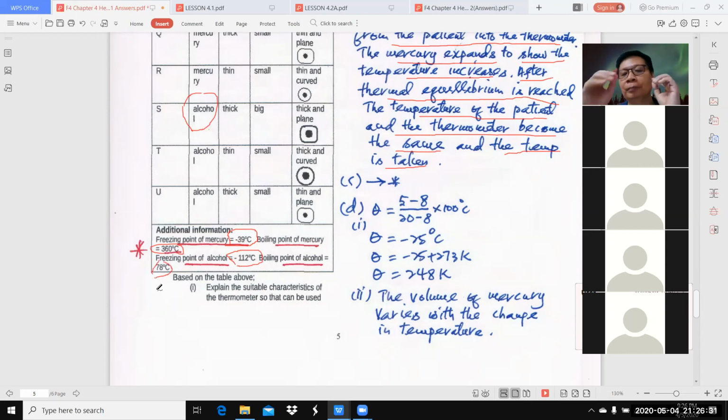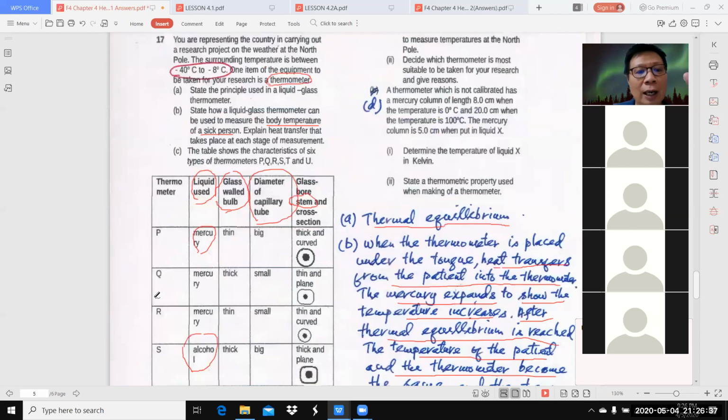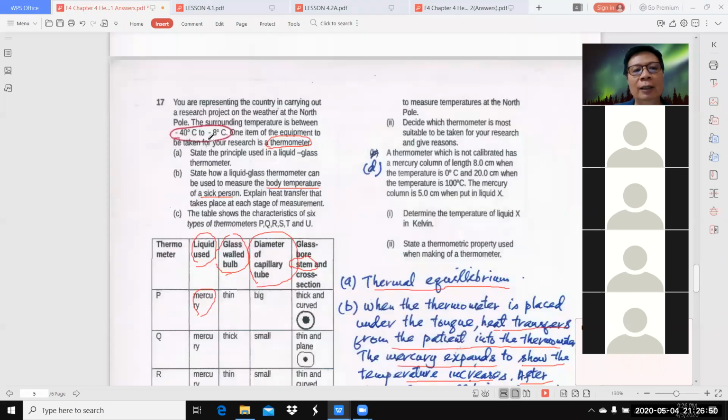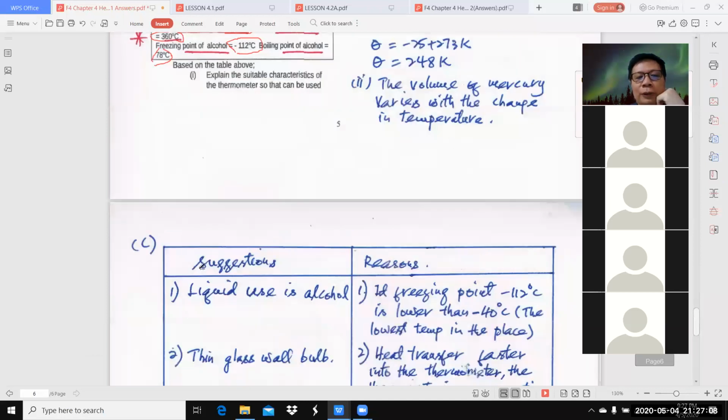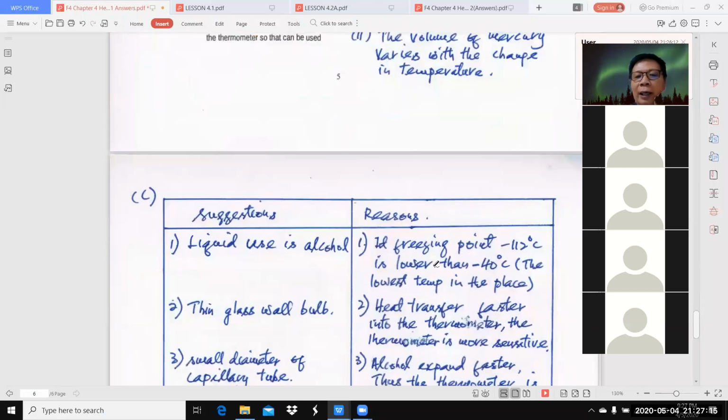Now remember, the range of temperature we are supposed to measure, as mentioned in the question, is -40 to -8. So you must choose a freezing point lower than -40, and the boiling point must be higher than -8. I think it's not a problem. To answer this question, you answer inside a table like this. Two columns: on the left side you put your suggestion, on the right side you give the reason why.